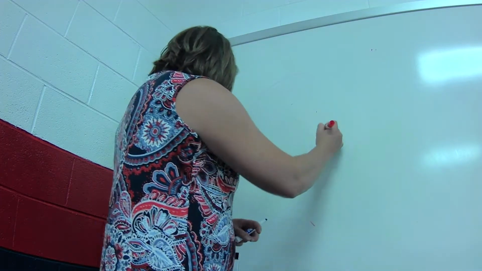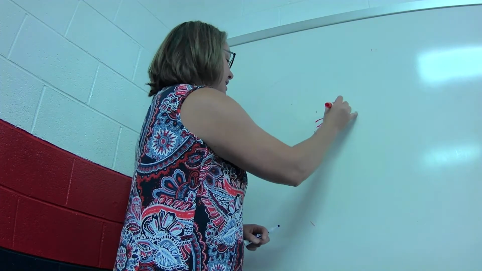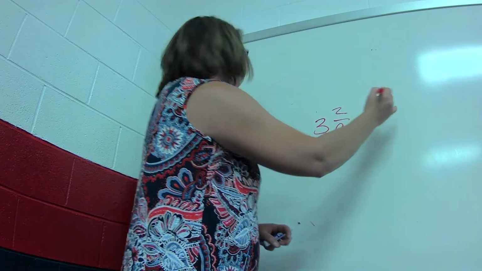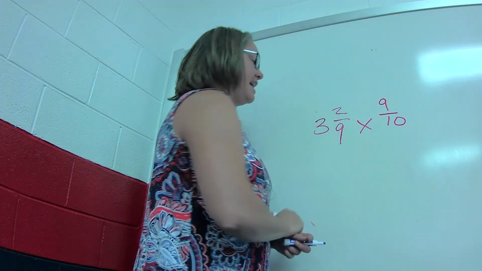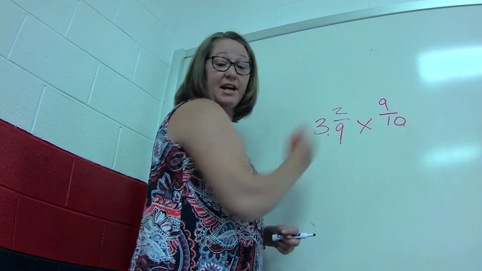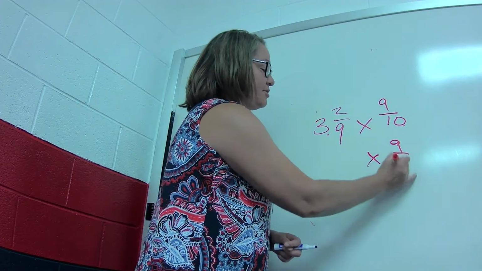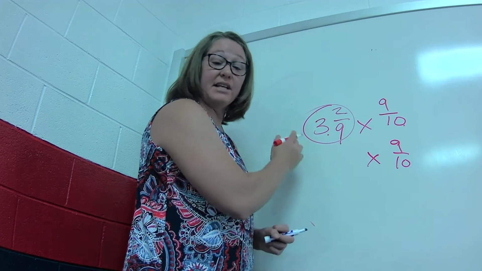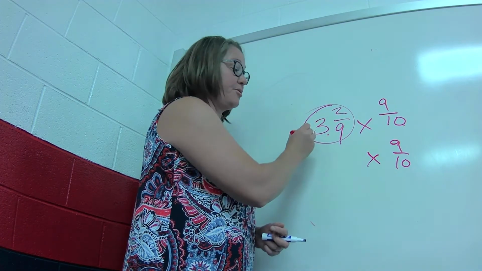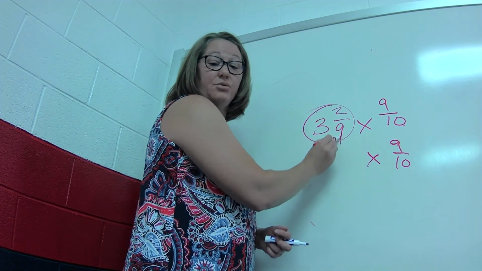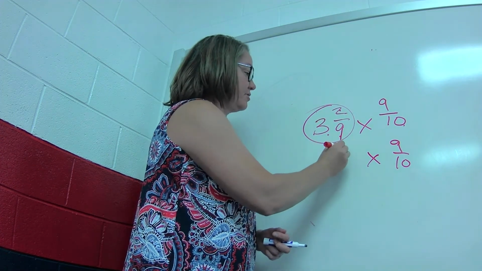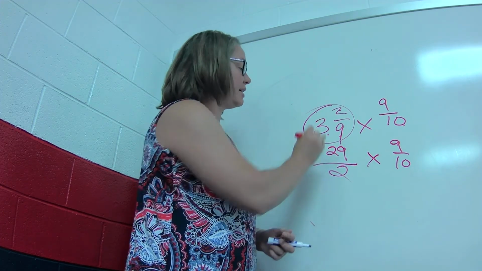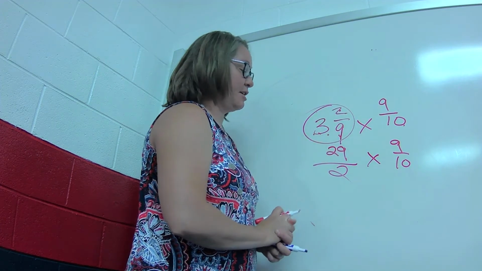All right, let's do another one. Let's say we have 3 and 2/9. That's our mixed number. And we're going to multiply it by 9/10. Mixed number, fraction. So we know our fraction will stay 9/10. Let's change our mixed number into an improper fraction. Whole number 3 times 9 is 27, plus 2 is 29 over 9. Right? 27 plus 2 is 29 over 9.